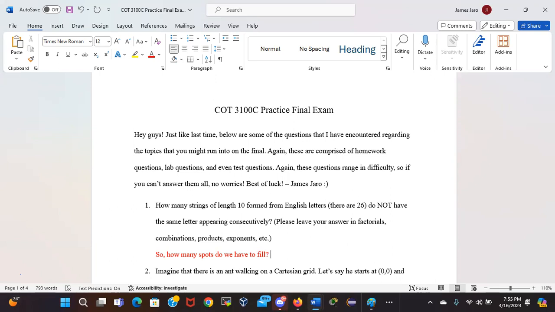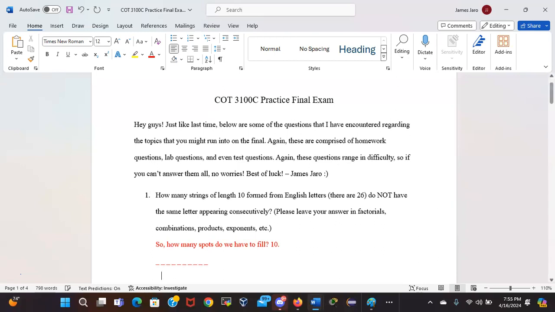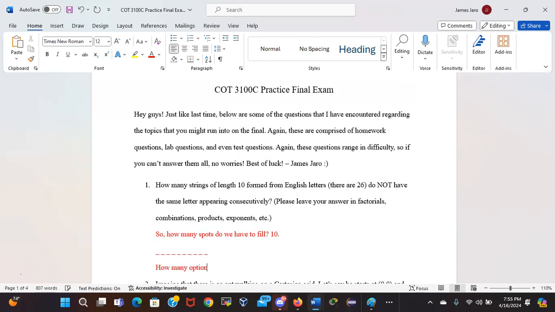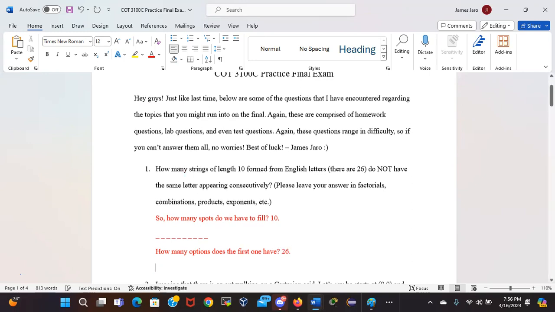How long is our string? Yeah, there's 10 spots that we've got to fill, right? So let's draw them out. 1, 2, 3, 4, 5, 6, 7, 8, 9, 10. How many options does the first one have? It has 26 options. Okay. What about the second one? Yep, 25.